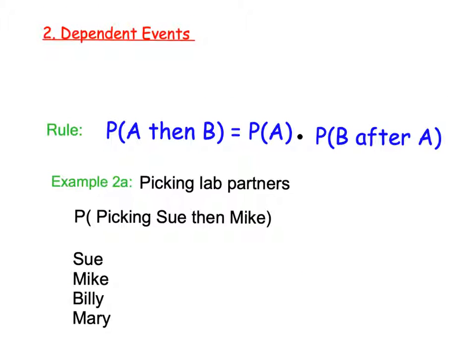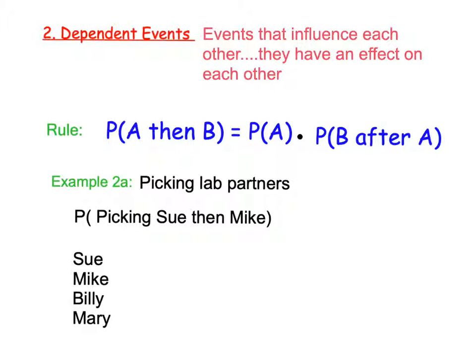Now let's move to dependent events. Dependent events are events that influence each other. They have an effect on each other. And here's how you would write the rule for dependent events. If you were looking for the probability of an event A and then an event B, you would take the probability of event A times the probability of B after A happened. So you're going to want to write these two big rules down. This one for dependent events and definitely the one for independent events.